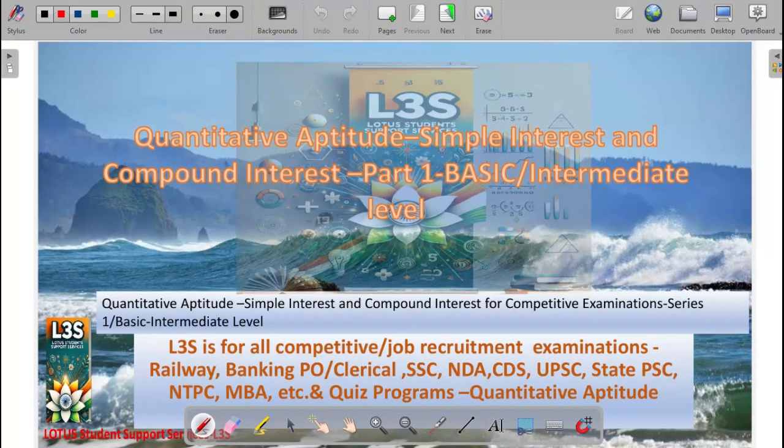Simple interest and compound interest. This chapter is very important in all types of competitive exams and entrance exams. So let's get started.